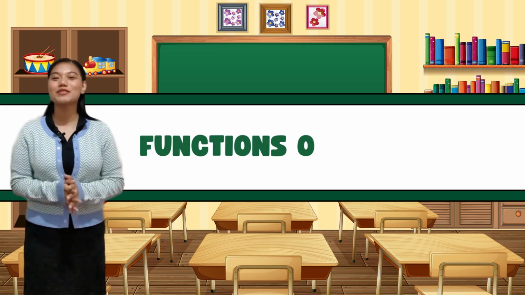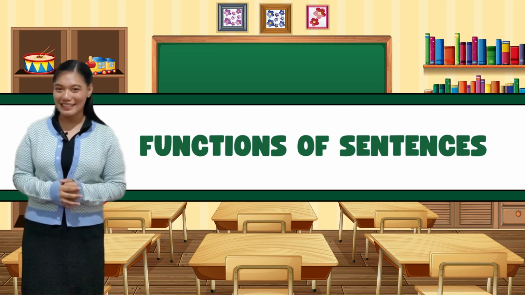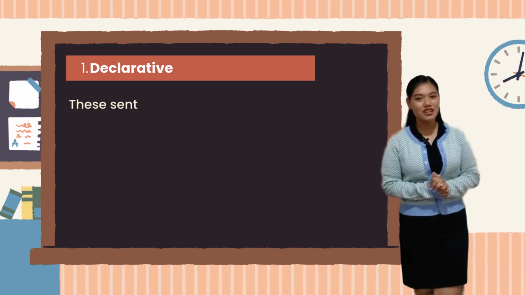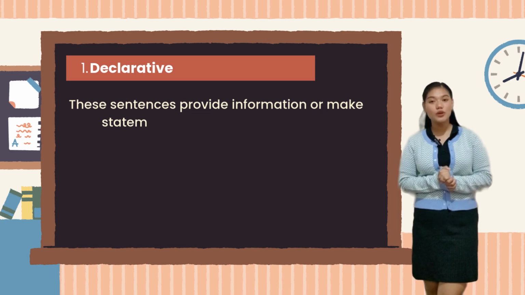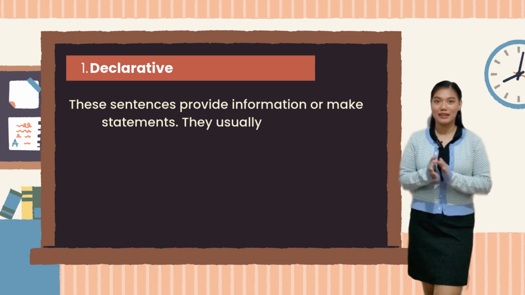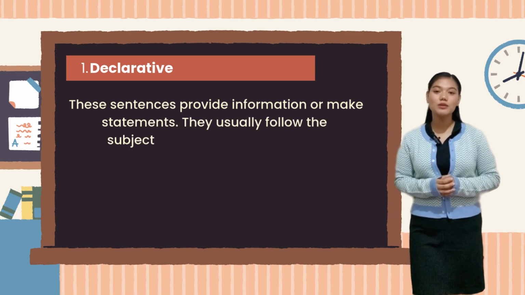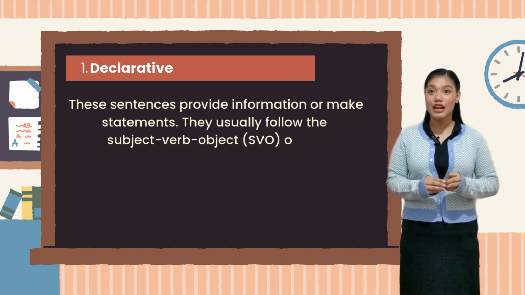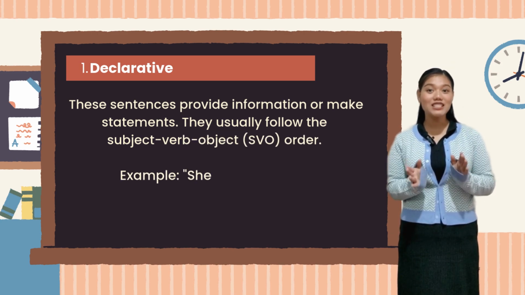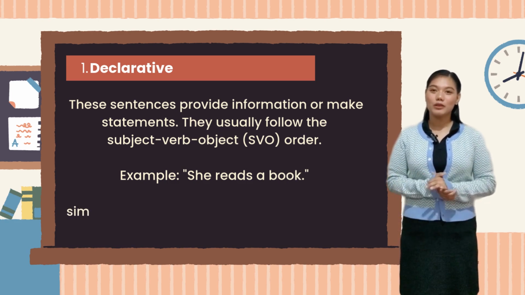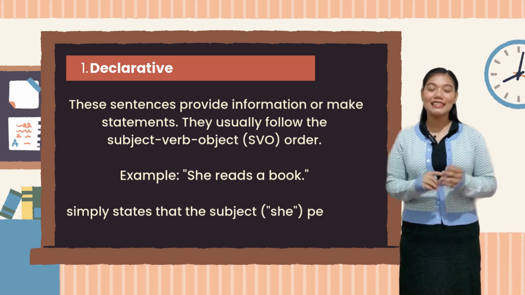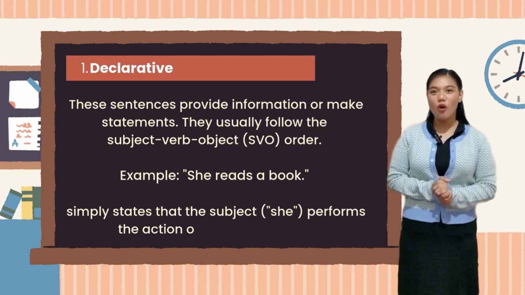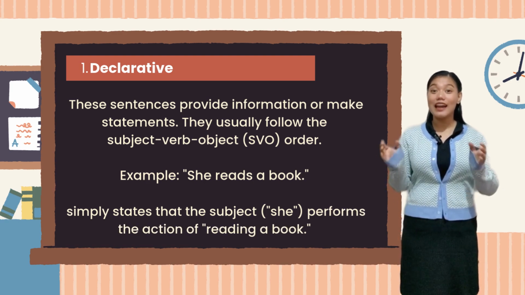Now let's go to the four functions of sentence. The first function is declarative. The sentence provides information or makes a statement. They usually follow the subject-verb-object pattern, or the SVO. For example, she read a book. It simply states that the subject she performs the action of reading a book.